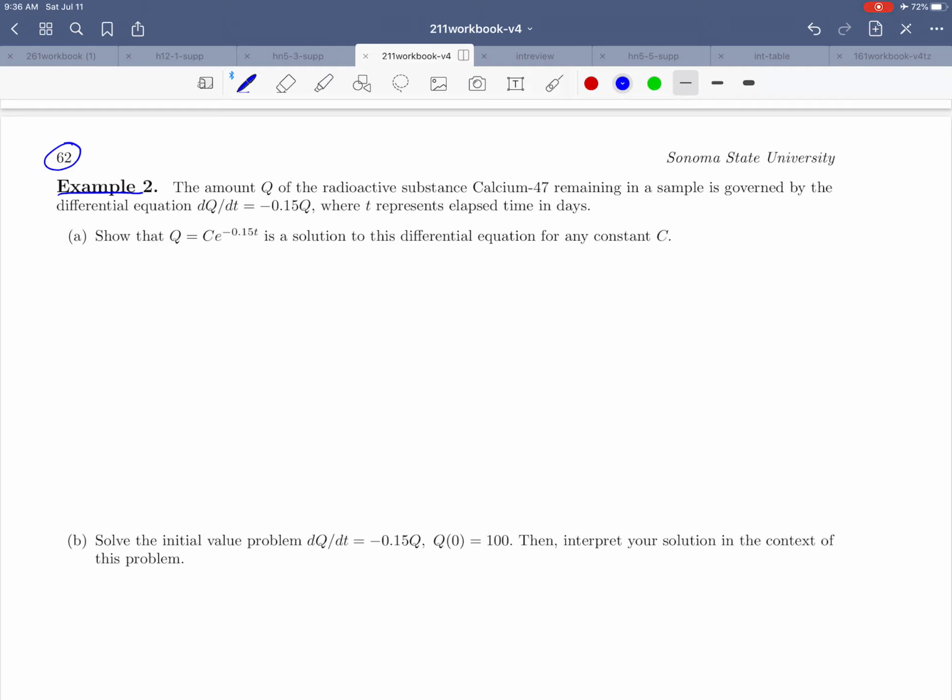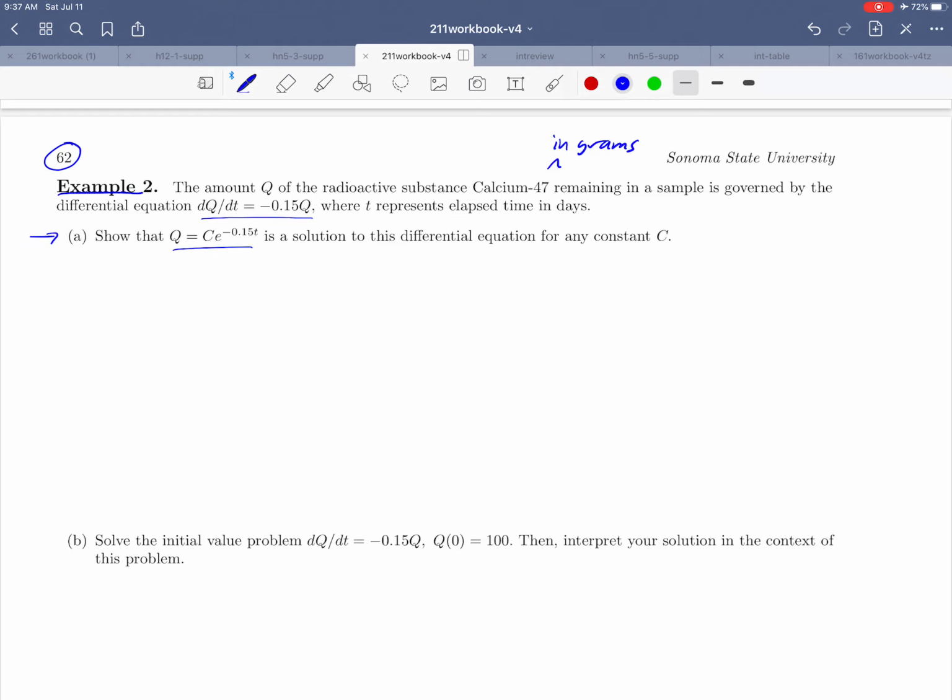So the amount Q of the radioactive substance calcium 47, and I notice they don't give us units, so how about if we add units of grams here? So the amount of the radioactive substance in grams remaining is governed by the differential equation dQ/dt equals minus 0.15 Q, where t represents elapsed time in days. Think of that differential equation as giving us some information about how fast the substance is decaying. That's the dQ/dt. And the first part of the problem would like us to show that the function Q equals Ce^(-0.15t) is a solution to the differential equation.